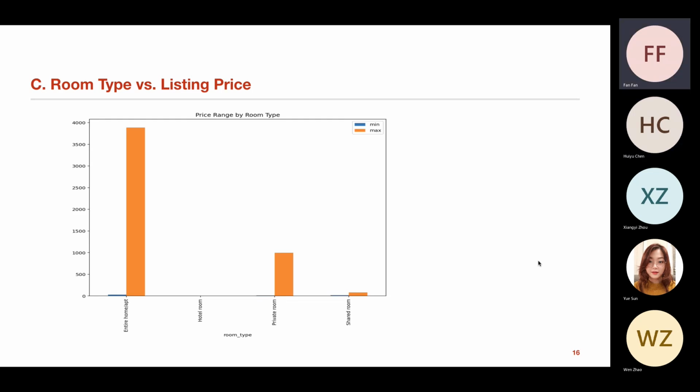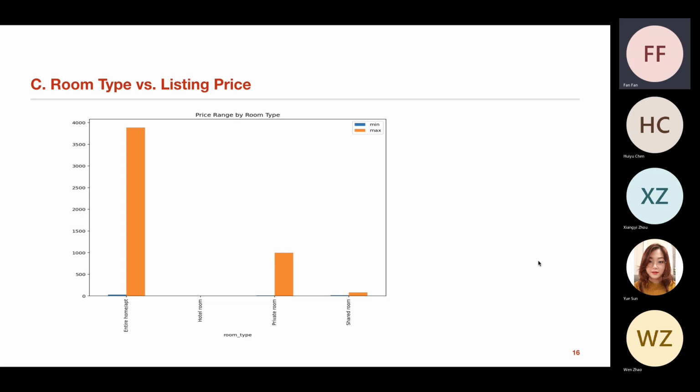And the next slide is talking about the price range. So we can see that the entire home apartment has a very high standard deviation, with a minimum price of only $31 and a maximum price around $4,000. It gives travelers a lot of choices to be either on the economic side or stay in a luxury style with a prime location. The situation is quite similar for the private room.